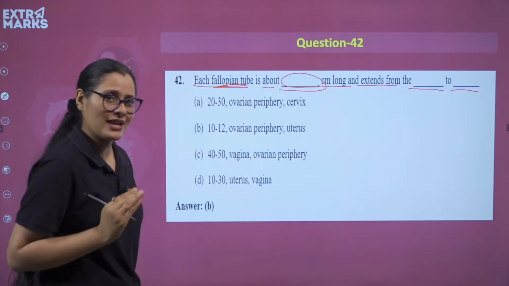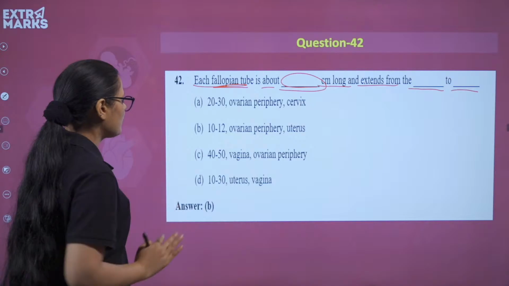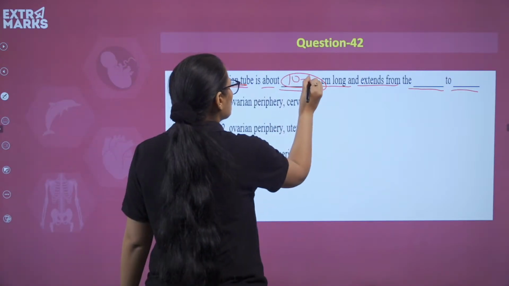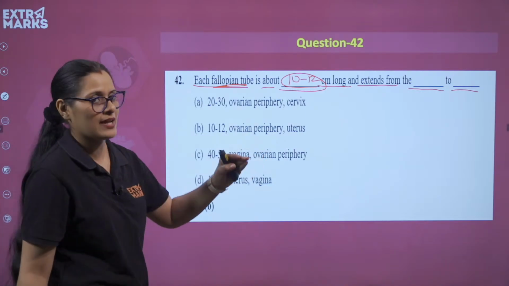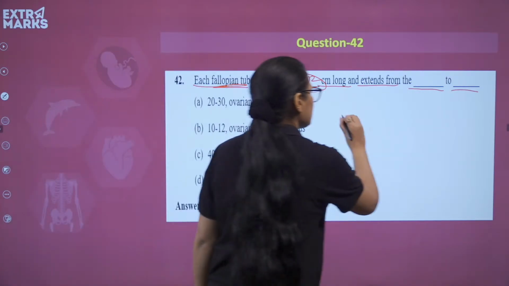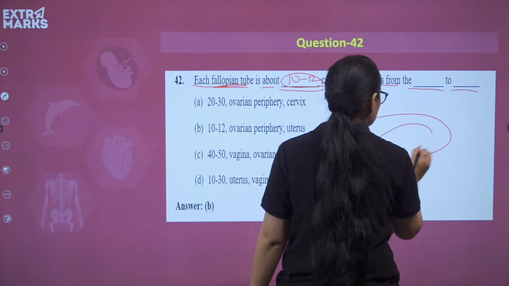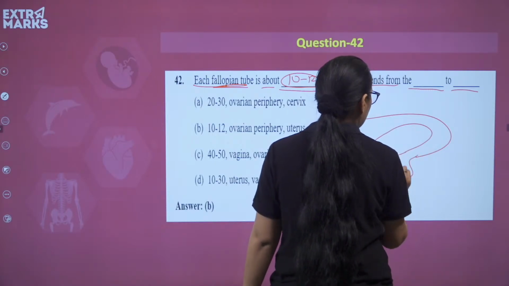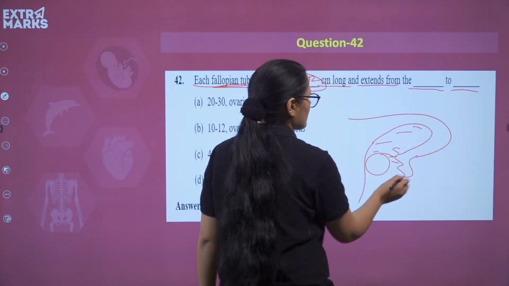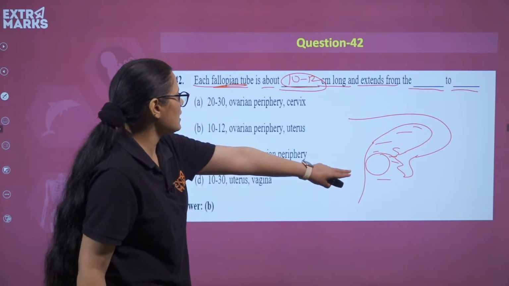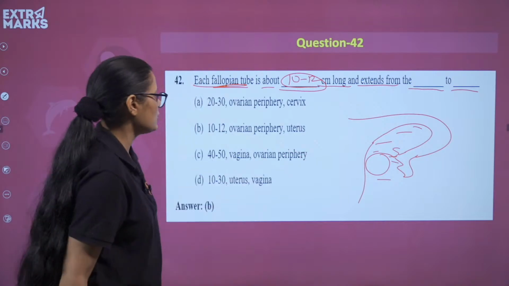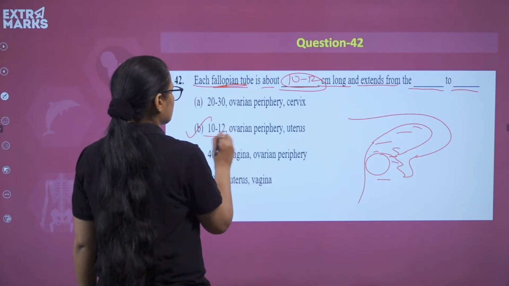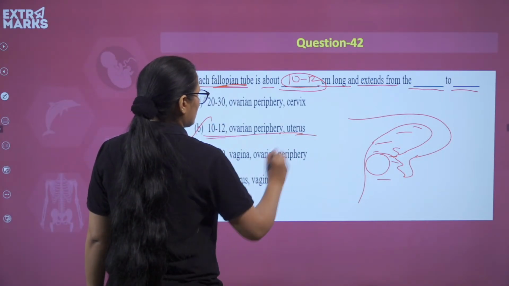Direct line from your NCERT again. Your fallopian tube is 10 to 12 centimeter long that extends from ovarian periphery to uterus. And you know how it is. If this is your uterus, this is your fallopian tube, here lies your ovary which is suspended with this ligament. So this ovary is your ovarian periphery and it lies with your uterus. So the answer is option number B, 10 to 12 centimeter, ovarian periphery to uterus.